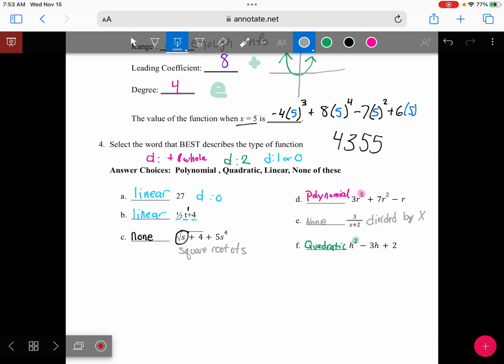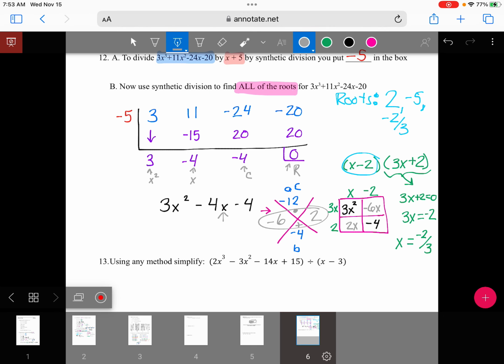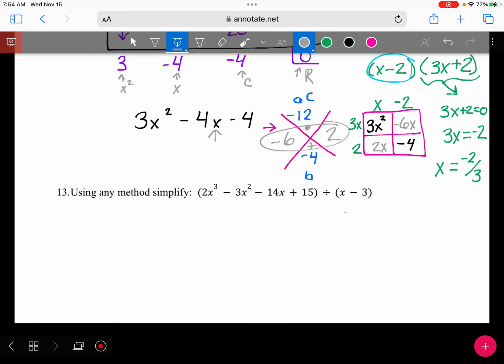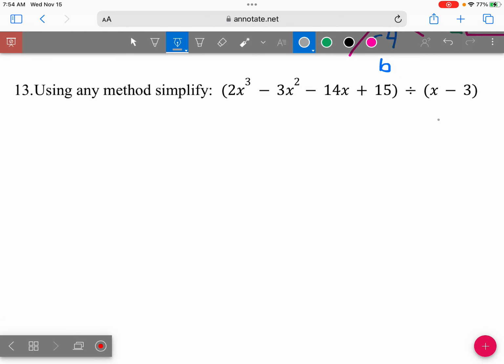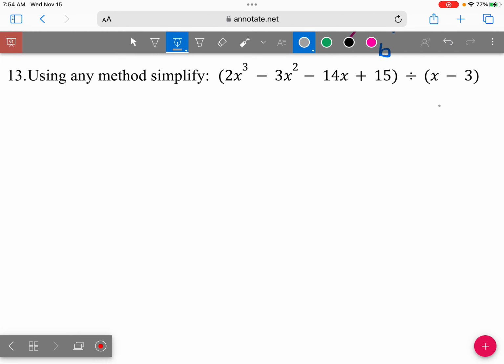Which one? 13. And that's probably going to be our last one because we are like 5 minutes from the announcements. So 13 is the very last one. So we're going to use any method to simplify. How do you guys want to do this? Do you want to do this with synthetic division or long division? Synthetic.